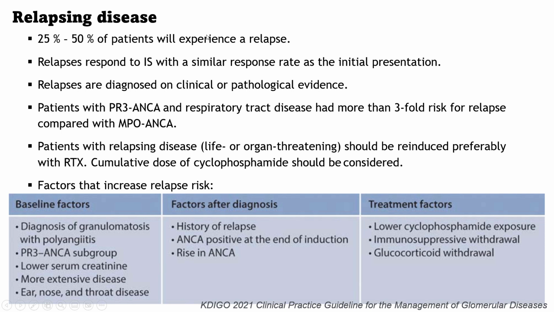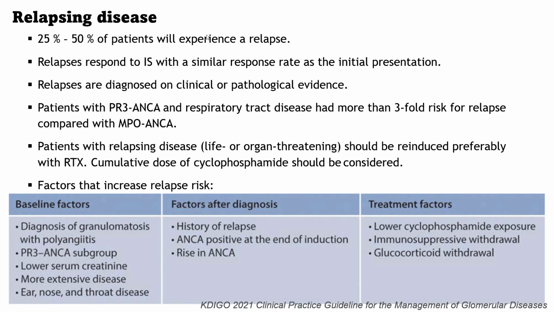So, ANCA-associated vasculitis is a relapsing disease. 25% to 50% of patients will experience a relapse. But the good thing is, relapse could respond to immunosuppression with a similar response rate as the initial presentation. And you can diagnose this relapse based on clinical or pathological evidence. Patients with PR3 ANCA and respiratory tract disease had more than a threefold risk of relapse compared to MPO ANCA. And the patient with relapsing disease should be reinduced, preferably with rituximab, because the cumulative dose of cyclophosphamide should be considered.